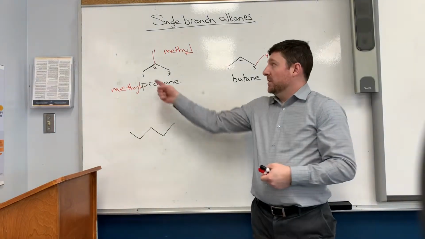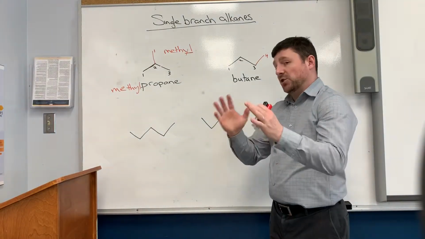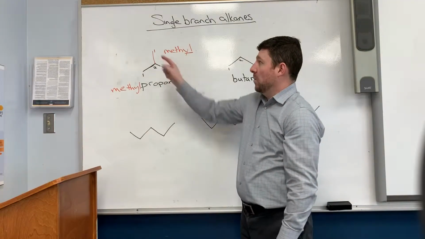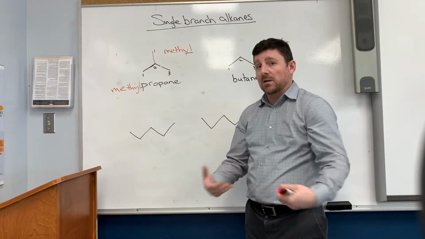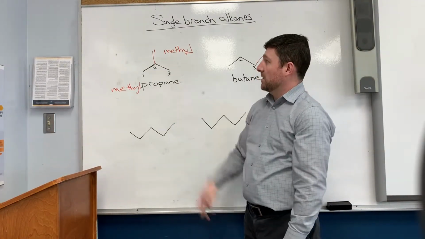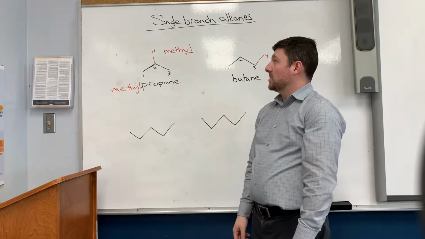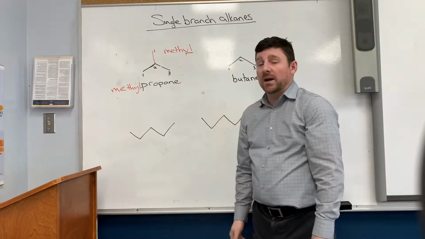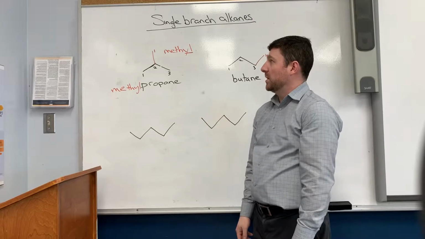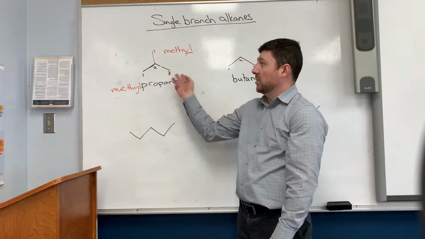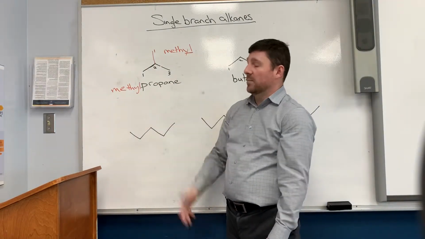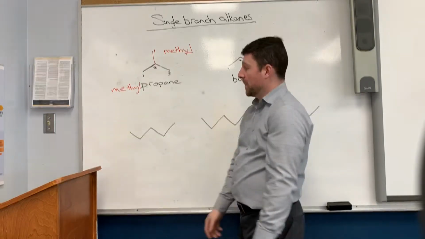Now, for simple, very short chains like propane, there's only 1 place we can put a branch without elongating the existing chain. It can only go on the middle carbon. So there's only 1 kind of methylpropane. We can't put a methyl branch anywhere else on a propane molecule, so we can just call it methylpropane with no issues.